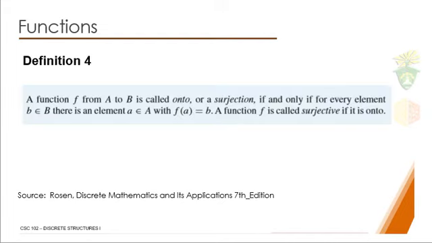Now, let's proceed to the definition of an onto function. A function f from A to B is called onto, or a surjection, if and only if for every element b of the set B, there is an element a of the set A with f of a equal to b. A function f is called surjective if it is onto. So, in short, a function is onto if and only if the range is equal to its codomain. Klaro, equal daw si codomain si range.